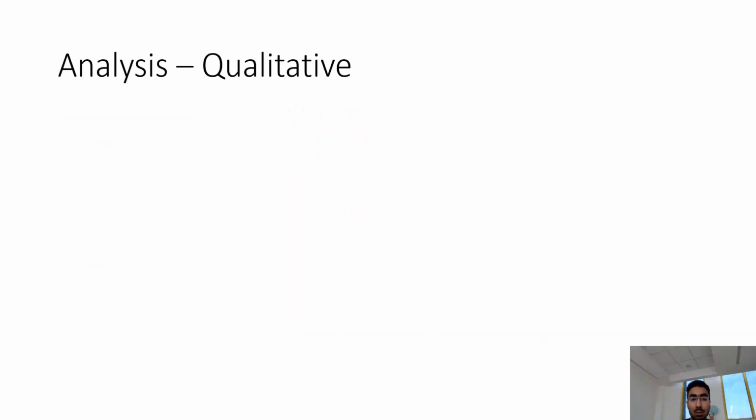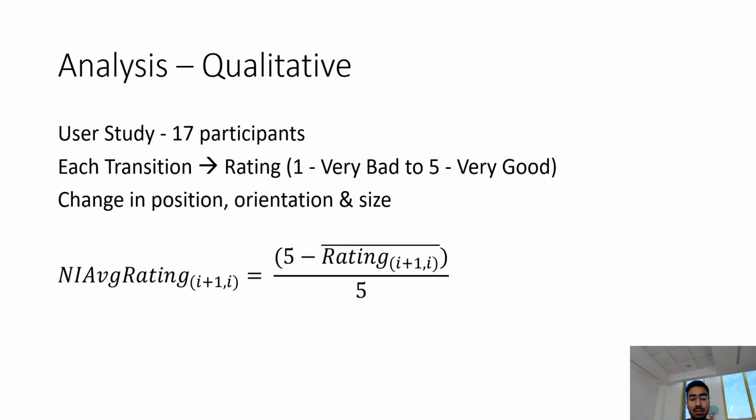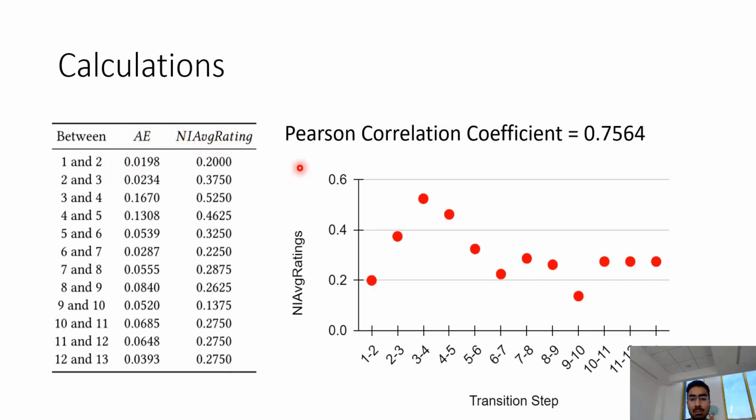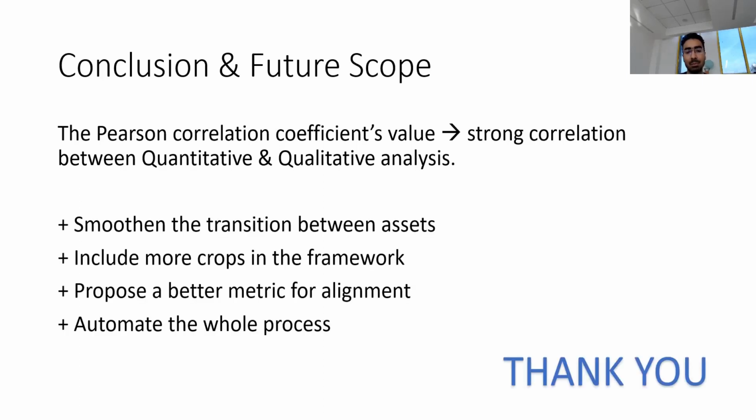So after that, we also performed qualitative analysis, which involved a user study of 17 participants where they were asked to give ratings to each transition on the basis of change in position, orientation and size of the pot. Now their ratings were converted into normalized inverse average rating using this formula. Now we have two quantities from the quantitative analysis and the qualitative analysis, and their Pearson correlation coefficient was found as 0.7564, which shows that there is a strong correlation between the two quantities, and here are the future improvements that can be done.